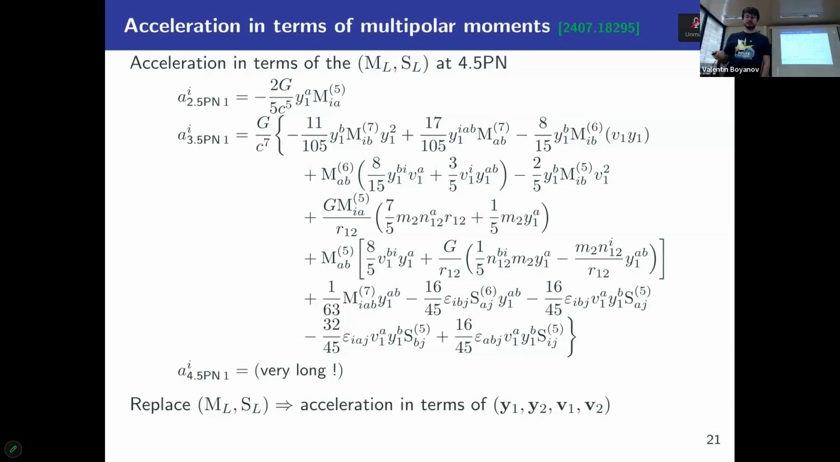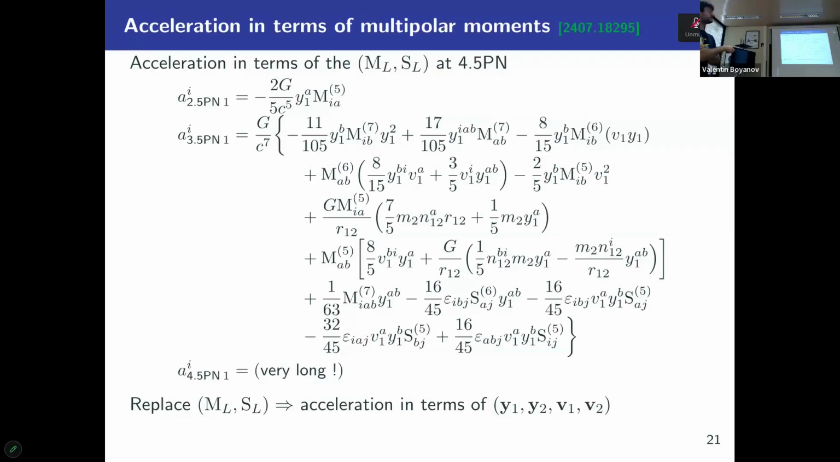So what we obtained was the accelerations of each particle in terms of the multipolar moments, the canonical moments. This arises from the matching procedure I've described to you. There's no point in showing this very long result, but it's important to have it expressed in terms of the multipolar moments because, as I'll show in the next slide, this was very useful in showing that you have the flux balance laws, which are obeyed. So it was very useful to keep it in this form.